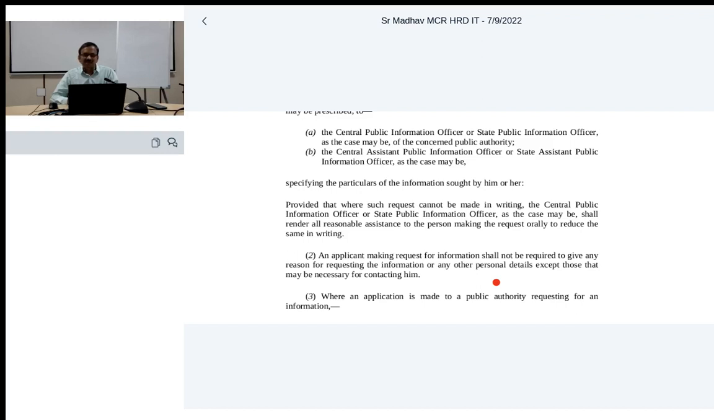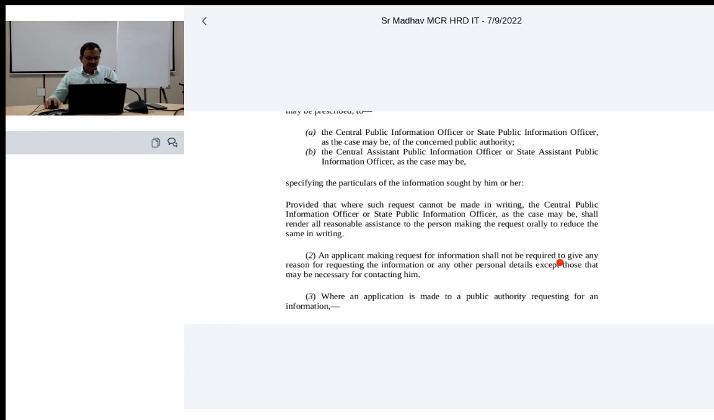So the applicant need not provide any reasons for seeking information except personal details such as address, which are necessary for contacting the applicant. So the applicant is expected to provide her name and postal address. Recently, in an interesting judgment, Kolkata High Court said even a post bag or post box number is sufficient. The postal address is not required if the applicant is not ready to provide that. So we will go on.